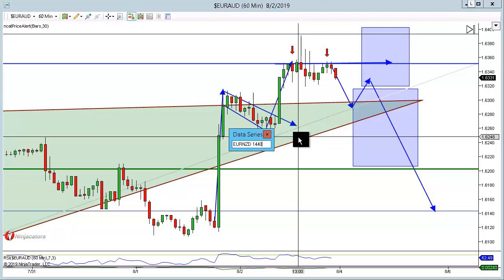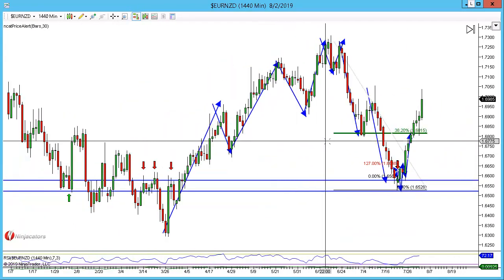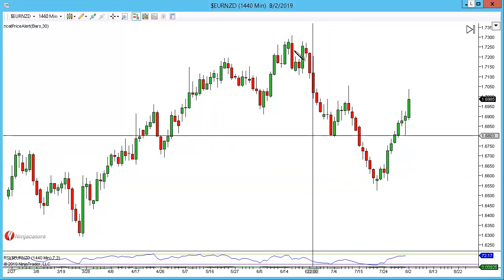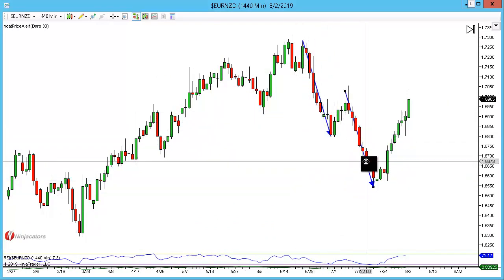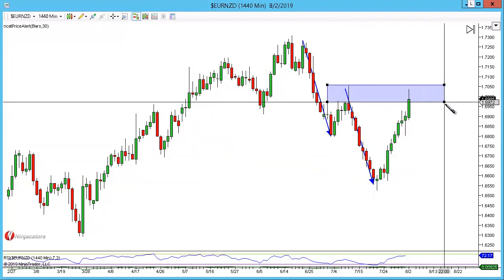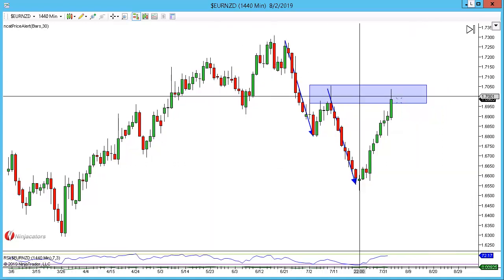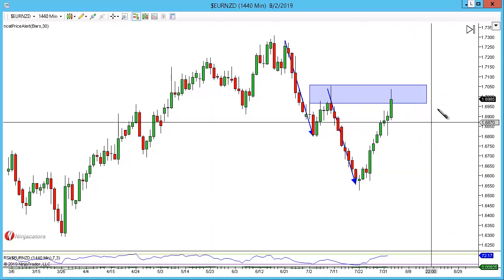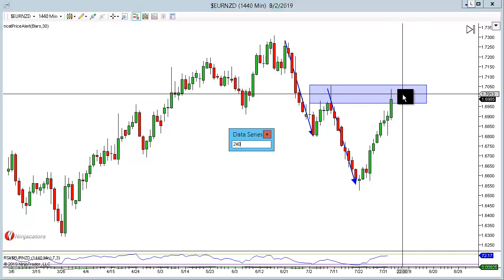Euro New Zealand I think was very similar to the Euro Aussie. Yes, we have this head and shoulders. We also had the AB equals CD pattern, which played out really well. And what price is doing right now is we're within the wicks at this upper structure level. So if you believe that this head and shoulders can still turn and come lower, then you're going to be looking for a rotation pattern within this highlighted area.